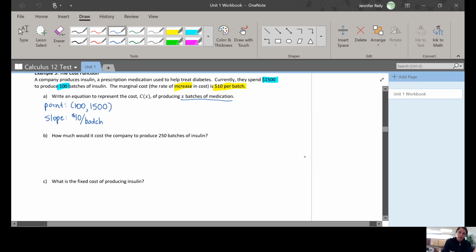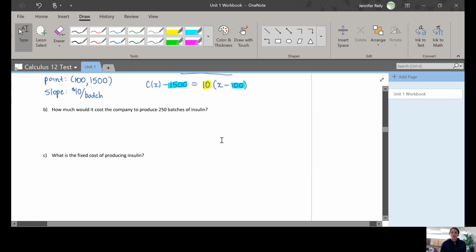So instead of Y minus Y1, I'm going to do C of X minus, okay, so my point is 1,500. And then I get M times X minus X1, X minus 100. It's the same format, except instead of Y, I'll use C of X because the question asks us to write it in function notation. So there's my point in blue and my slope in yellow. So that's my equation. You can leave it in that form if it doesn't specify what format you need to write in.